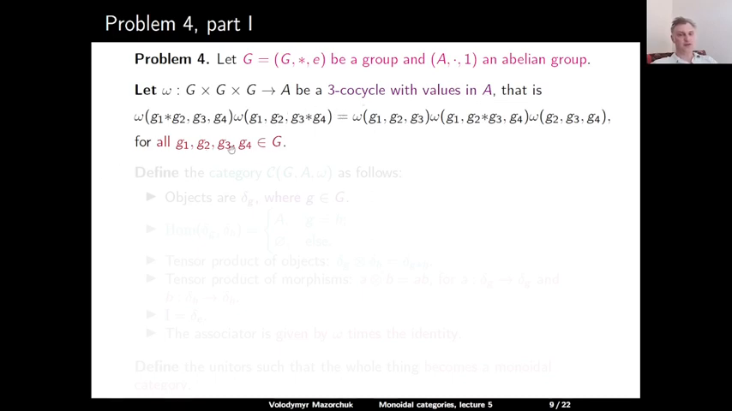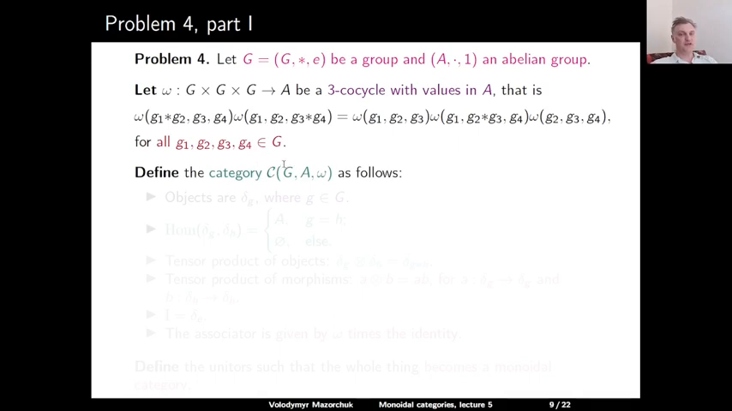For all g1, g2, g3, and g4 in G, omega(g1, g2, g3, g4) times omega(g1, g2, g3, g4) is equal to omega(g1, g2, g3) times omega(g1, g2 times g3, g4), and then omega(g2, g3, g4). Assume that we have such an omega.